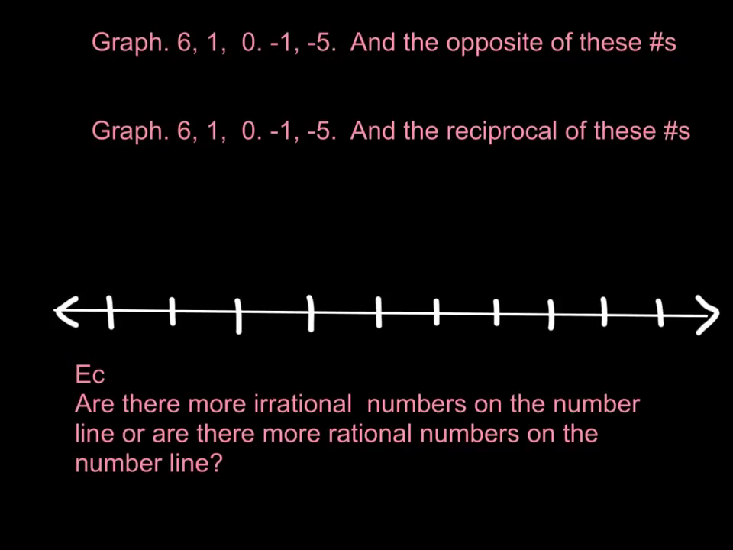Similarly, draw another line. Graph 6, 1, 0, -1, -5, and the reciprocal of these numbers. All that should be on a separate number line. Lastly, a little extra credit. Are there more irrational numbers on the number line, or are there more rational numbers on the number line? Might have to think about that one.